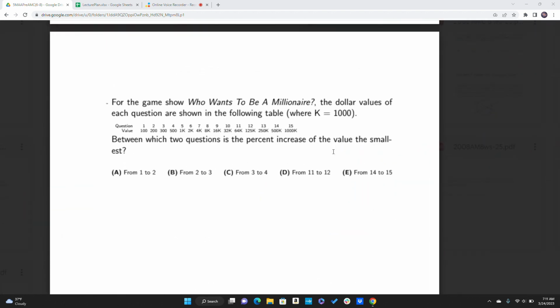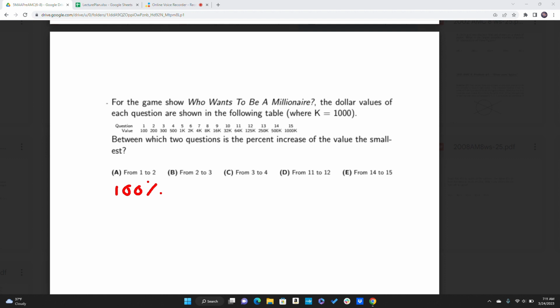All right, who wants to be a millionaire? So we want to know between which 2 questions is the percent increase the smallest. So from 1 to 2, the question increases by 100%, right? To get from 100 to 200, you increase it by 100% of 100, which is 100. This is a 100% increase.